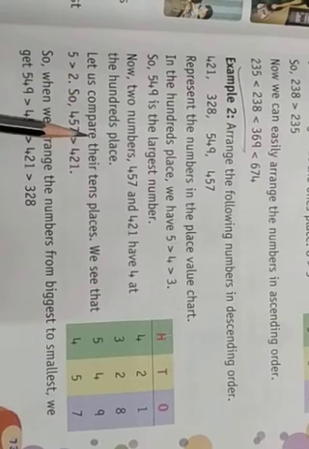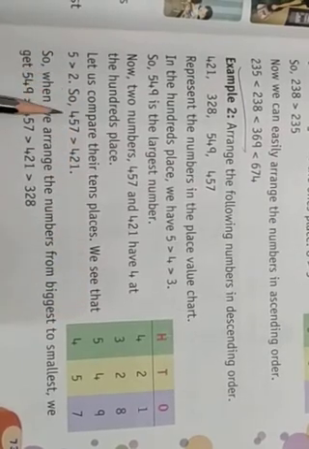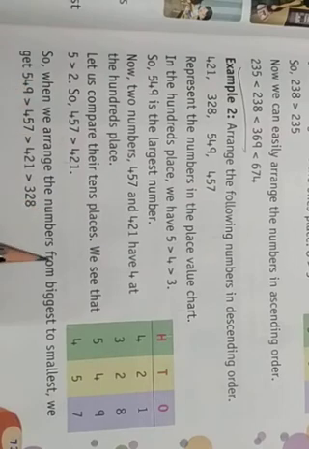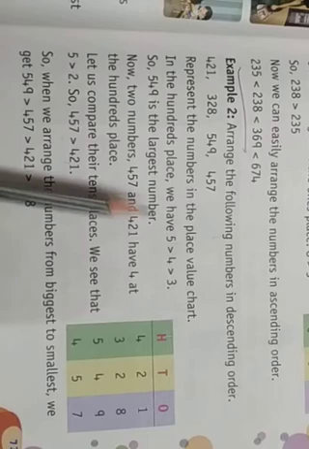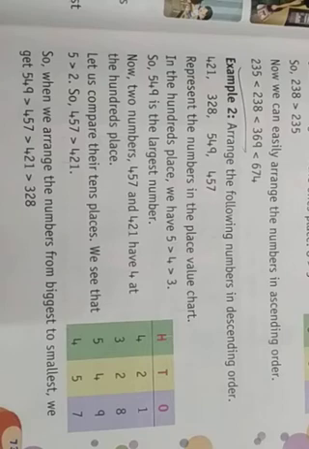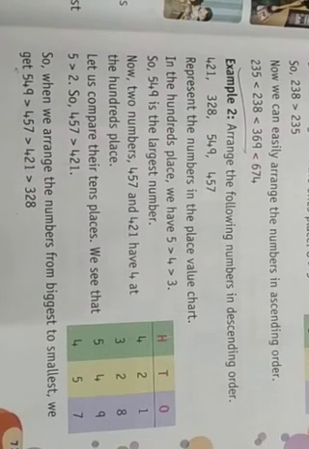Let us now compare their tens value. We see 5 is greater than 2, so 457 is greater than 421. So we arrange the numbers from the biggest to the smallest. 549 is the biggest number in this given group. 549 is greater than 457, is greater than 421, is greater than 328. Biggest number to the smallest number is called descending order.